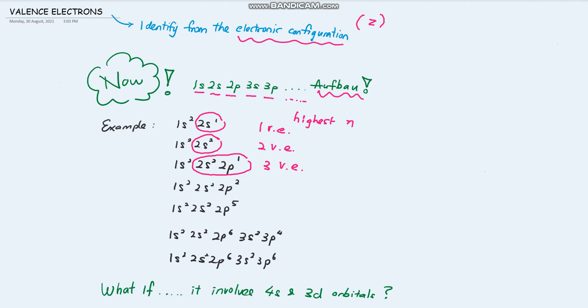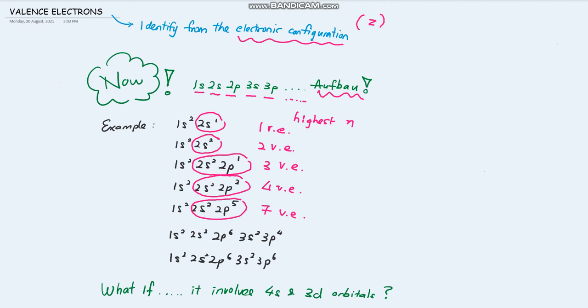So remember, you need to consider the highest value of n. And if you got 2 subshells with the same value of n, then we would take both subshells. Then next example over here, 2s2, 2p2. So 2 plus 2, you got 4 valence electrons. The next example, 2s2, 2p5, altogether 7 valence electrons.